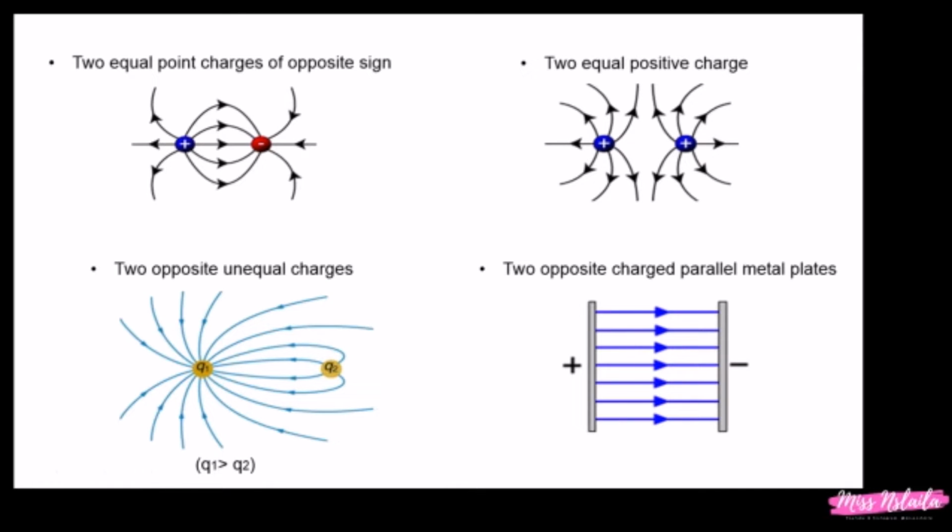We also have electric field in between two metal plates. For example, we have a positive metal plate and a negative metal plate. Thus, the electric field lines between these two plates will be directed from the positive metal plate to the negative metal plate.